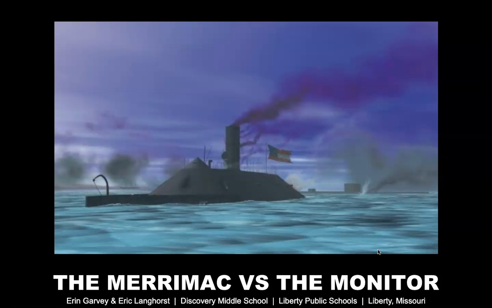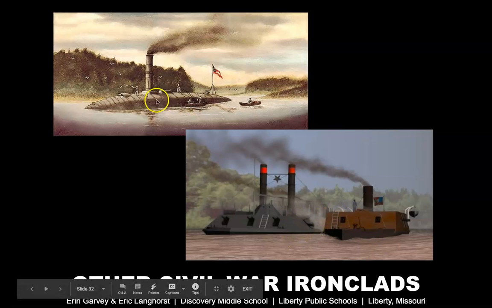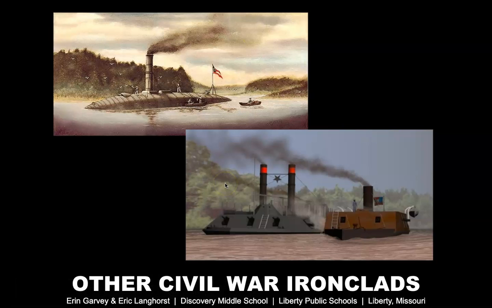They also made different kinds of ironclads that they would use on the Mississippi River. Here's a couple images of what some of those boats looked like that eventually were used, not just at sea, but also on the Mississippi River.